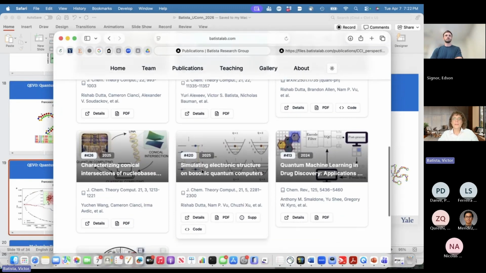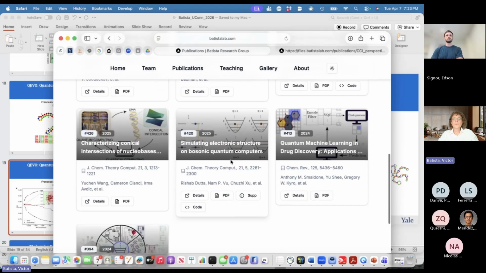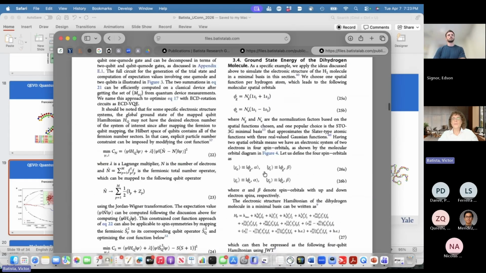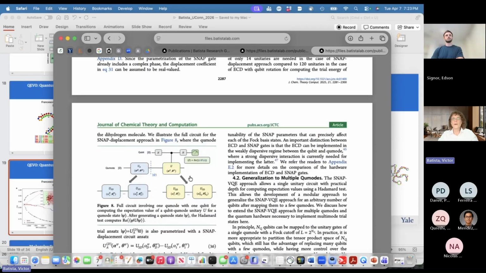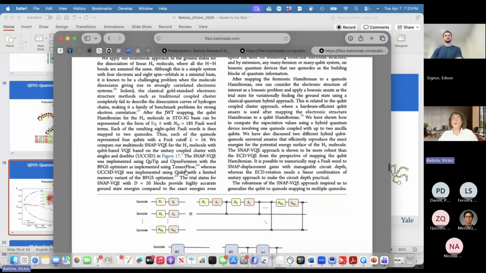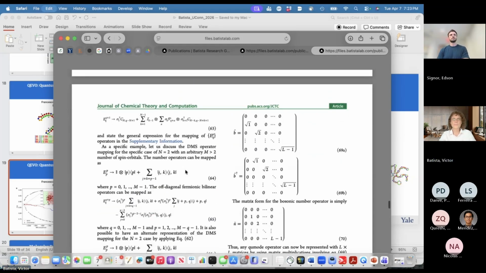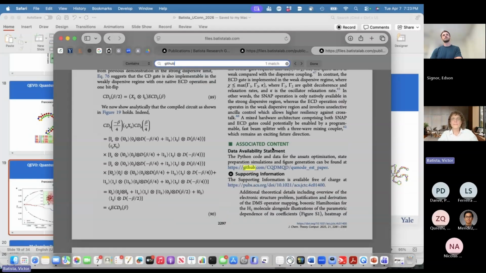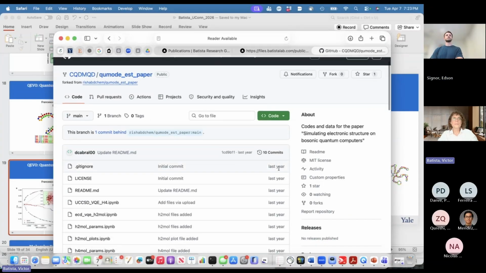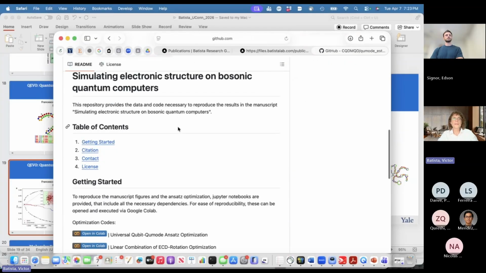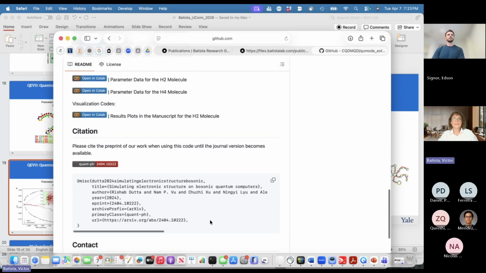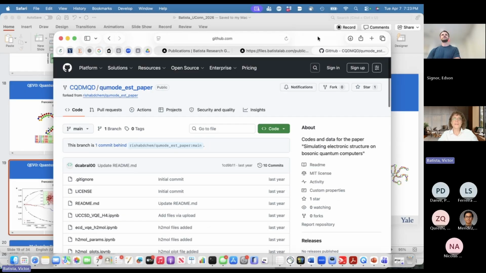For instance, here we have Simulating Electronic Structure on Bosonic Quantum Computers. So if you want to do electronic structure calculations of materials, you can do it with these cavity qmodes with qubits, and then at the end you have the GitHub with all the codes on how to apply all of these transformations with the qmode representation. Here at the end, we have all the codes for generating these ansatz, and the Jupyter notebooks for universal qubit-qmode ansatz optimization are provided here. And you can also reach out to us and we can help out.